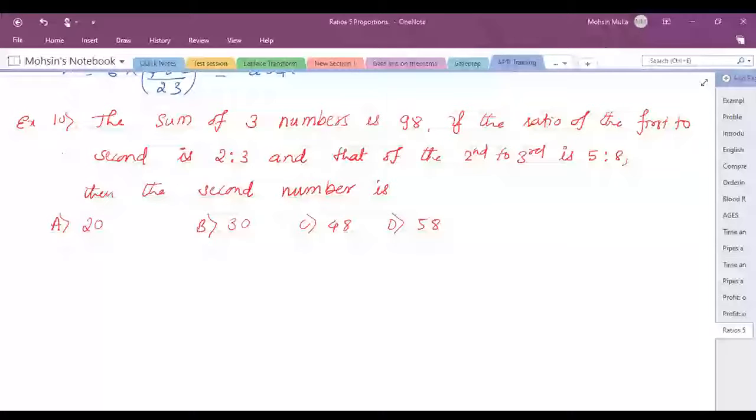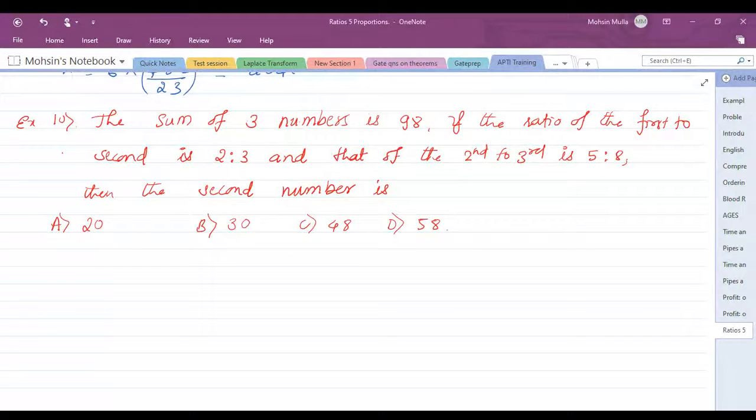Sangmesh has got the answer 30. Aishwarya also got the answer 30. Any other answers? Anybody got 20? Megha also got 20, 30.